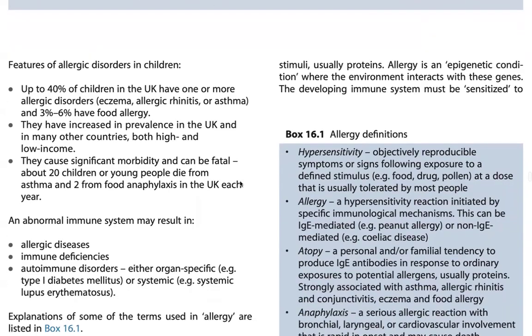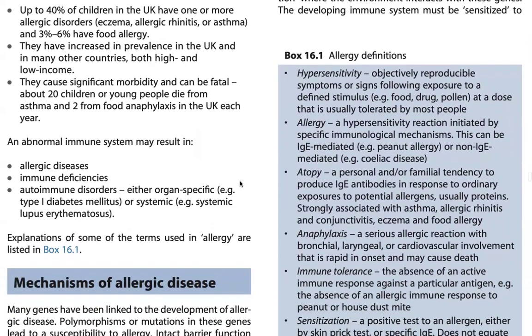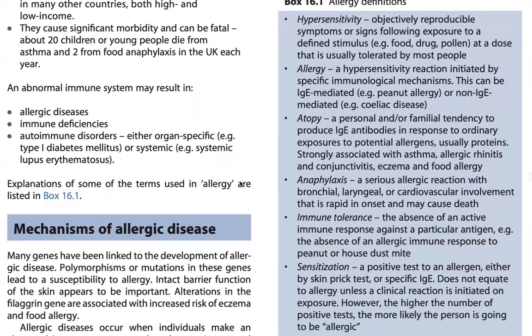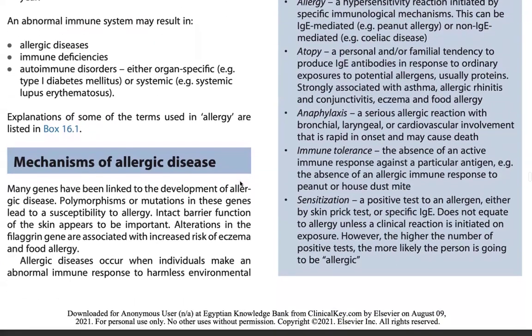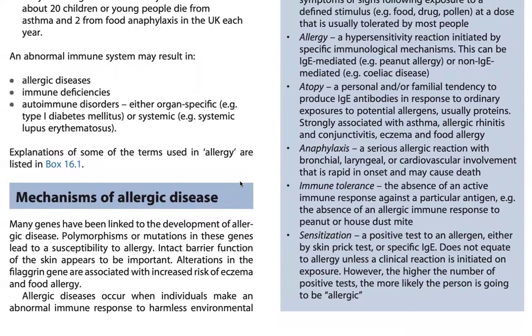An abnormal immune system may result in allergic diseases, immune deficiency, or autoimmune disorders, either organ-specific, such as type 1 diabetes mellitus, or systemic, that is SLE. Explanations of the terms used in allergy are listed. Mechanism of allergic disease: many genes have been linked to development of allergic disease. Polymorphisms and mutations may lead to a susceptibility to allergy. Intact barrier function of the skin appears to be important.